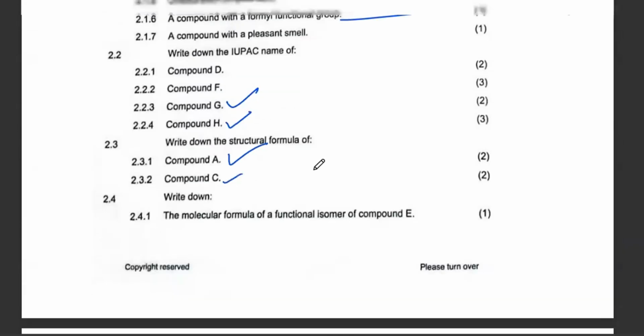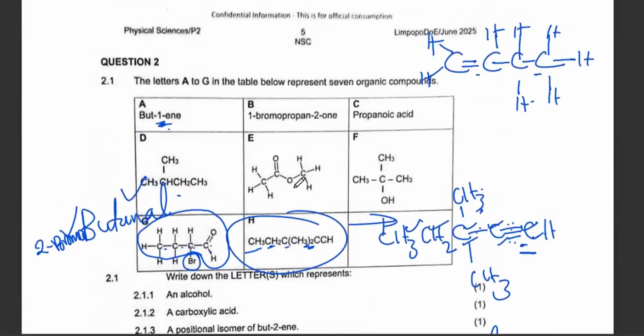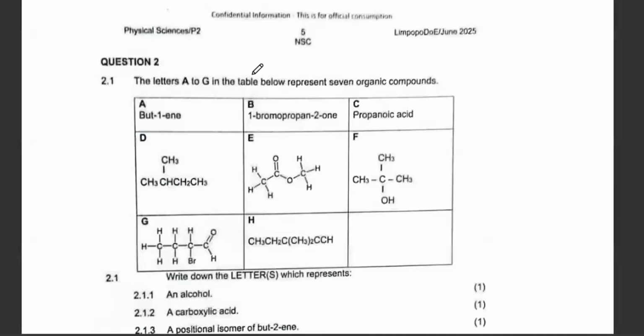Then compound C, the structure formula of compound C, propanoic acid. Let me first clear up. Propanoic acid. So it's going to be, prop is 3. 1, 2, 3. But they said propanoic acid, so it has an oxygen, and remember, this is a carboxylic acid. So that's a functional group.